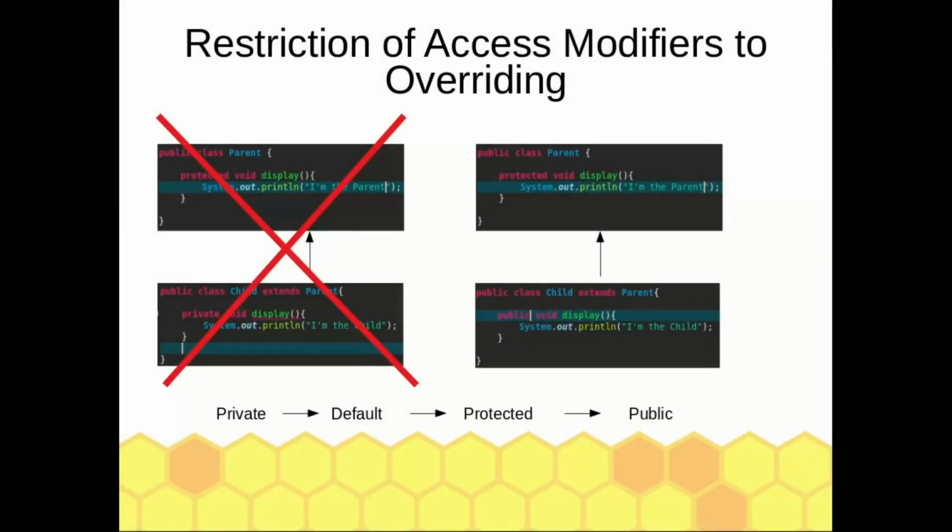Restriction of access modifiers to overriding. As you can see in the left hand side picture, the parent class display method access modifier is protected, but the child class display method access modifier is private. Actually, you cannot decrease the access level of that method, but you can increase the access level of the method, as I showed in the right hand side picture. So that is the restriction of access modifiers to overriding.